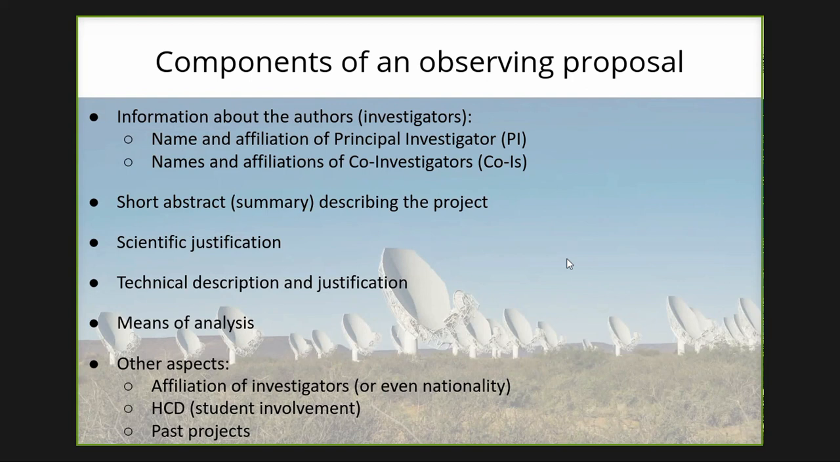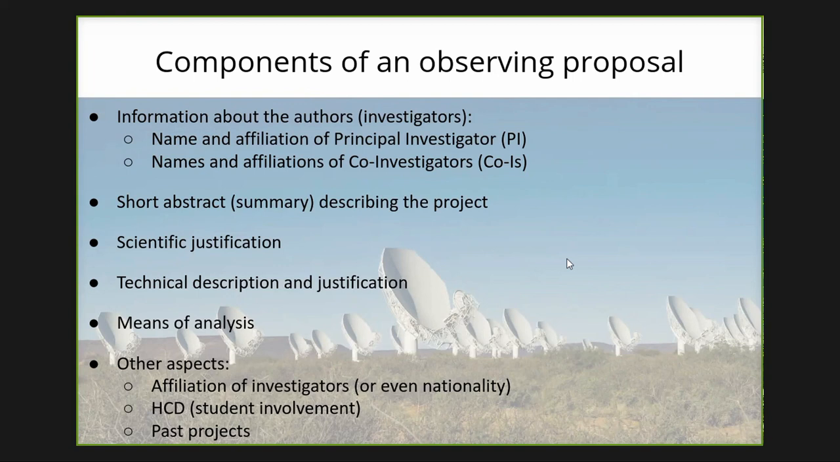So these are, for the sake of the mental sanity of the time allocation committee, also usually restricted to be quite short, three or four pages is usually the case, sometimes even two. So you have to be very concise and convincing in a limited amount of space with your proposal.